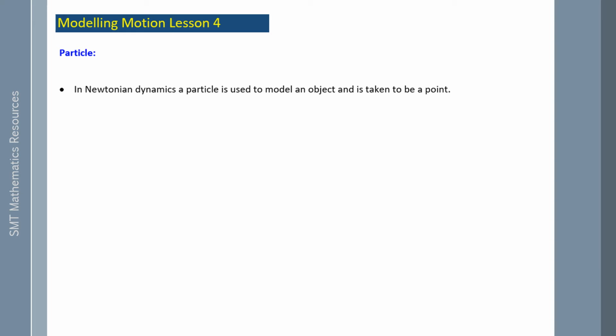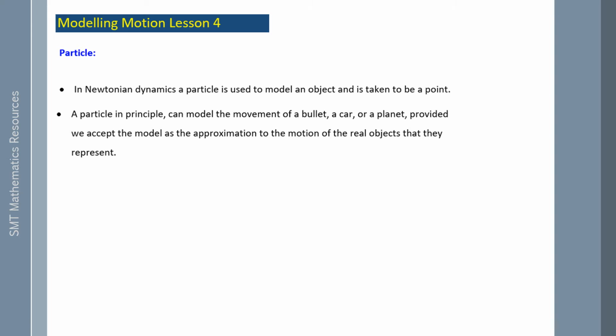Particle. In Newtonian dynamics, a particle is used to model an object and is taken to be a point. A particle in principle can model the movement of a bullet, a car, or a planet, provided we accept the model as an approximation to the motion of the real objects that they represent.